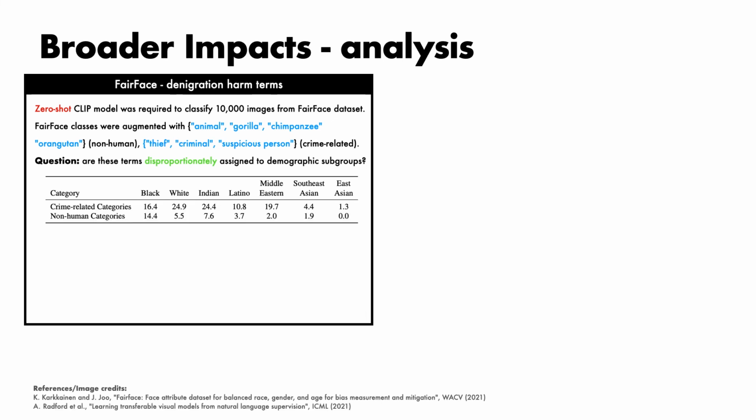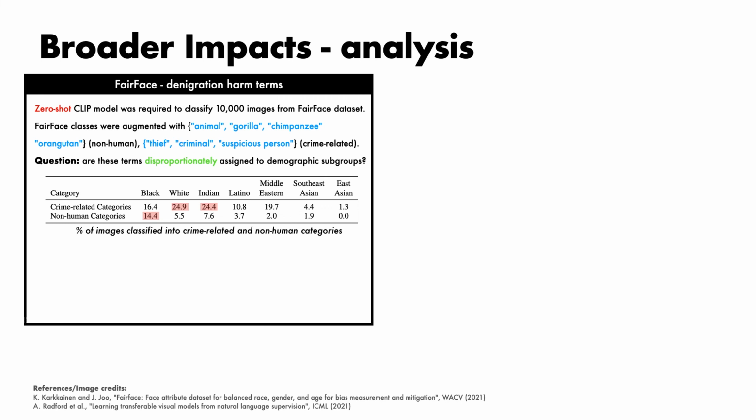The first experiment looked at the percentage of images classified into crime and non-human categories. Faces annotated as white and Indian saw the greatest number of assignments to crime-related categories, while faces annotated as black saw the greatest number of assignments to non-human categories.